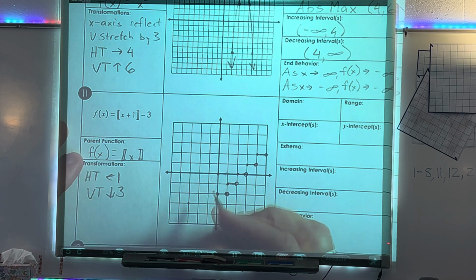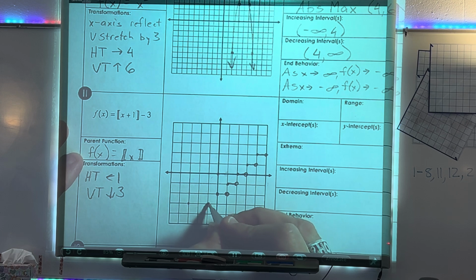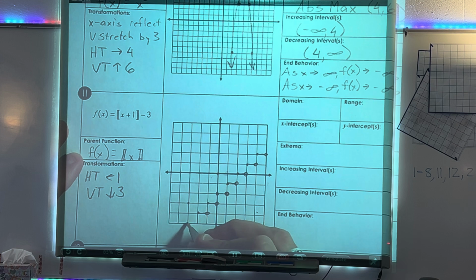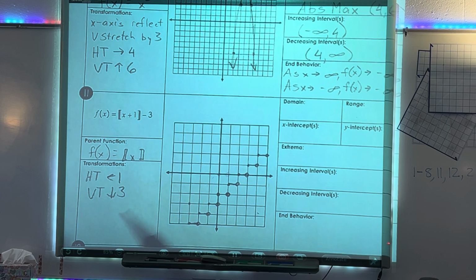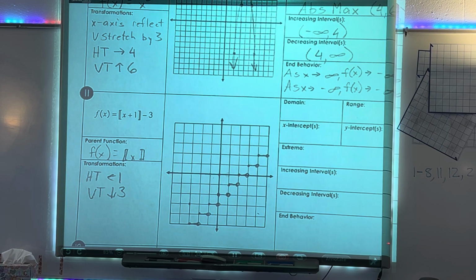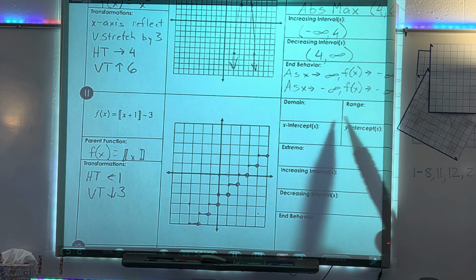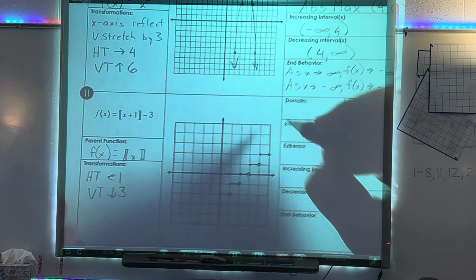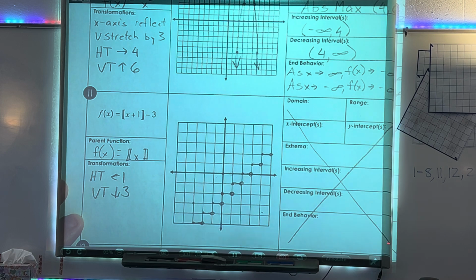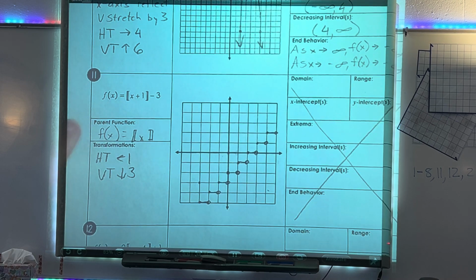You're not really gonna have to deal with these hardly at all. I just want you to get an idea of what it looks like. The main thing is I want you to be able to identify the transformations, because they're the same regardless. So I'm not super concerned about the graph. You're not gonna be responsible for this part. The only thing I want for these functions is this part right here.